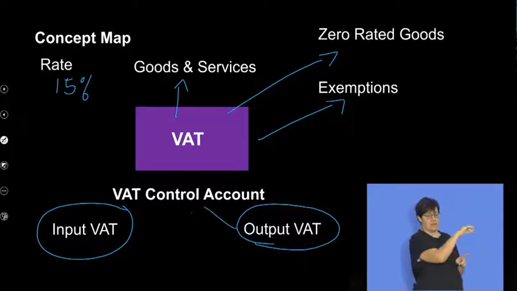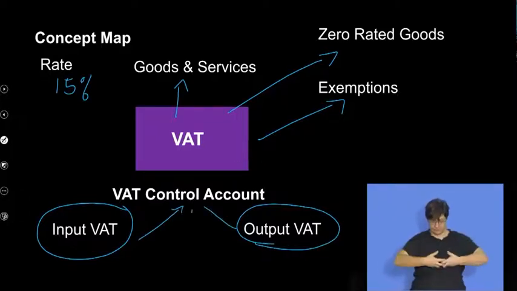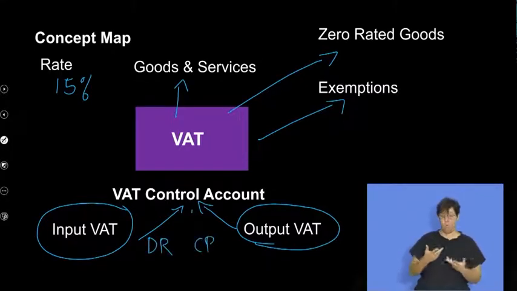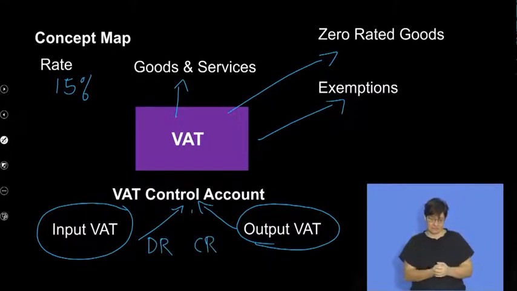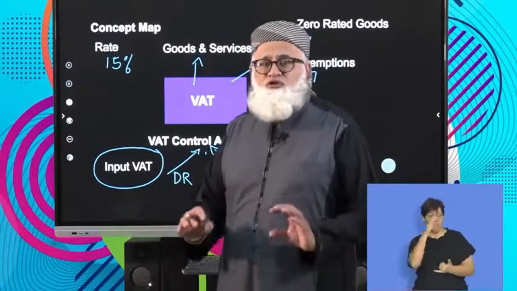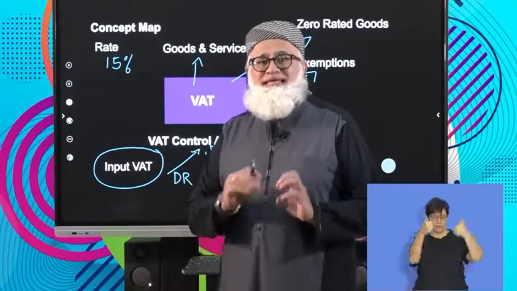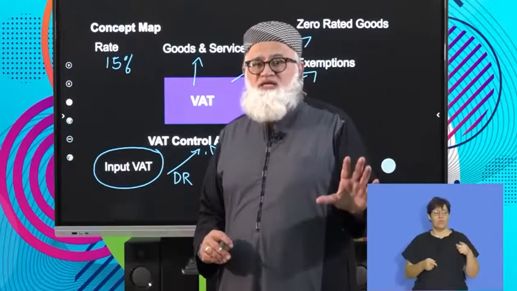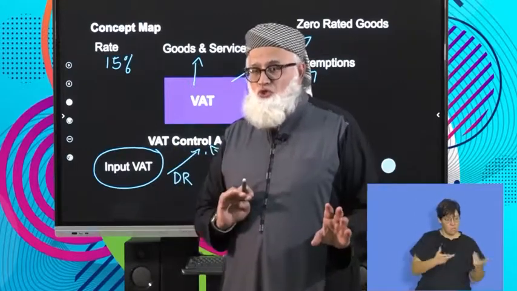These two items fit into your VAT control account, which will end off with either a debit balance or a credit balance. Right, but obviously more about that later. For now, just remember that your VAT control account actually indicates to you the amount that either you owe SARS or SARS owes you. Okay.